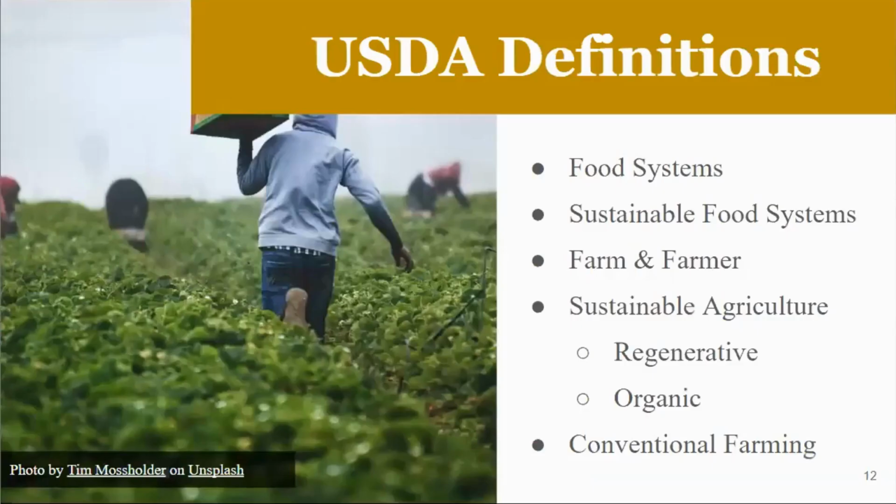Because what I really want to do is talk about the terms that actually do exist at the USDA, in terms of the USDA actually defining those. And these terms will also be useful to you as you're learning more about farming and gardening and food systems at large. So I'm going to get into food systems, sustainable food systems, what a farm versus a farmer is, sustainable agriculture, and there are subsections within that, and then conventional farming. Again, a lot of definitions, and I'll tell you which ones to really focus on here.